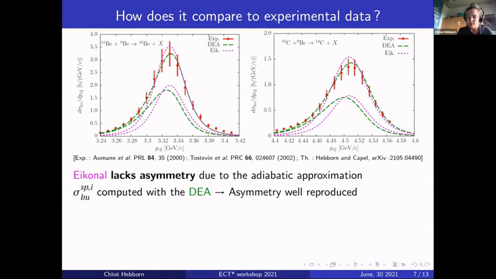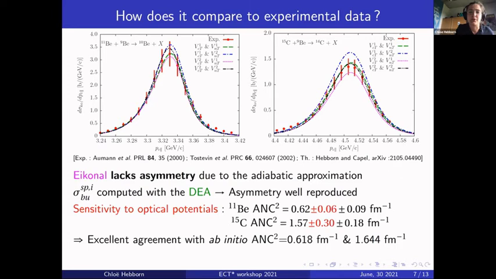But then we were wondering how sensitive we are to the choice of optical potentials, because we made a choice, the one that seemed the more realistic, but there are other choices in the literature. So what we did is that we looked for the potentials and we computed our theoretical prediction using these other sets of optical potential. And you can see that this choice actually influenced quite strongly the theoretical prediction. So we have an even larger spread for carbon 15 than for beryllium 11.